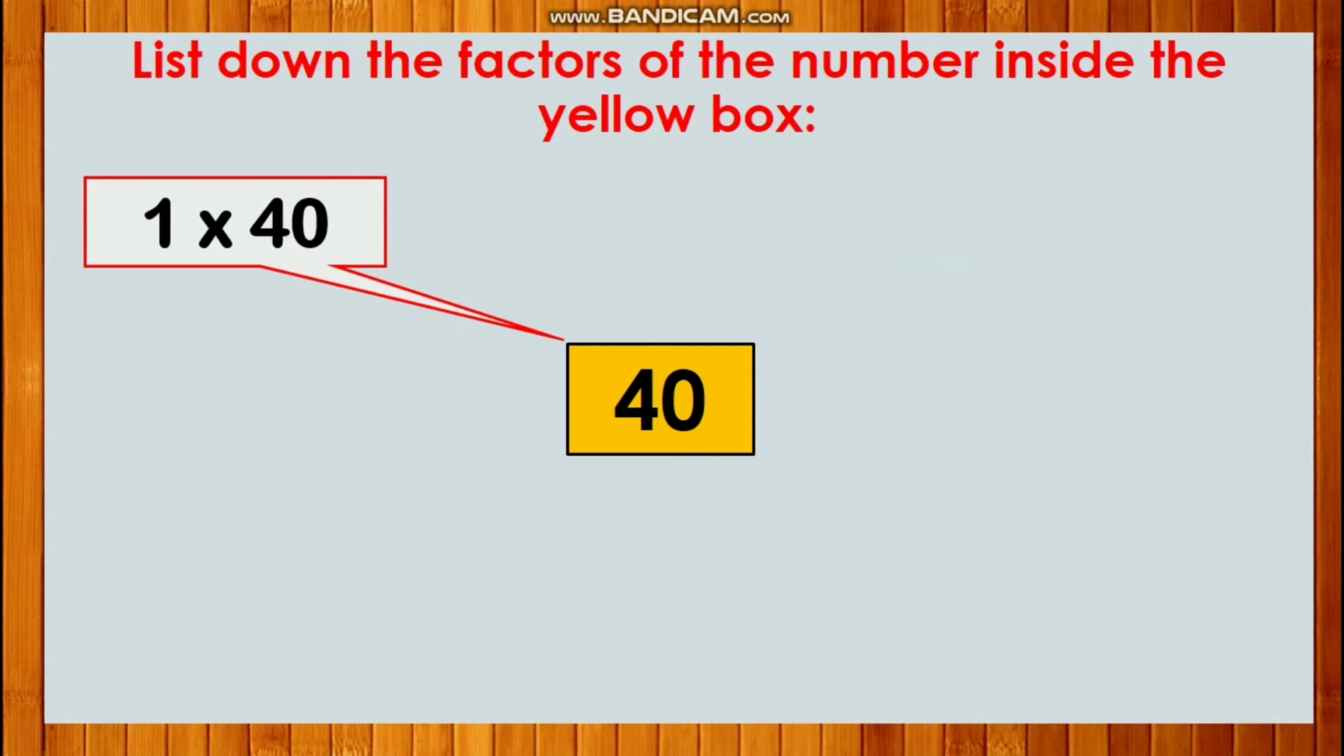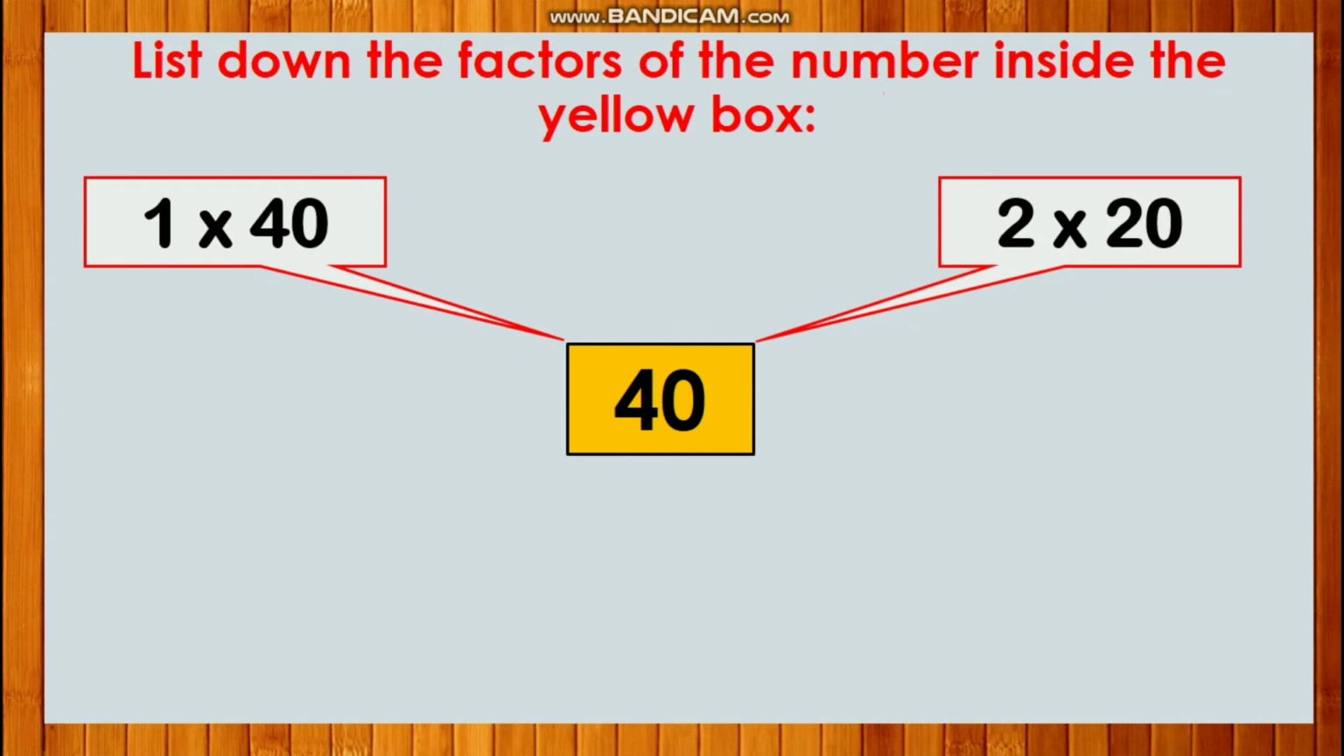Okay, then we could have 2 times 20. So we can conclude that 2 can be one of the factors of 40 since 40 ends with 0. And any number that ends with 0, 2, 4, 6, 8, one of the factors of those numbers is 2. Then just look for the pair of 2, then you can have it.